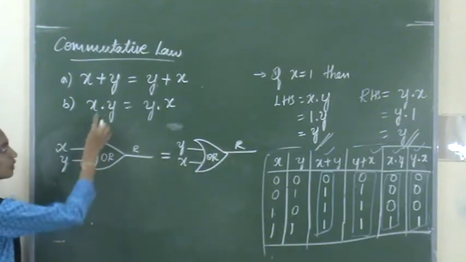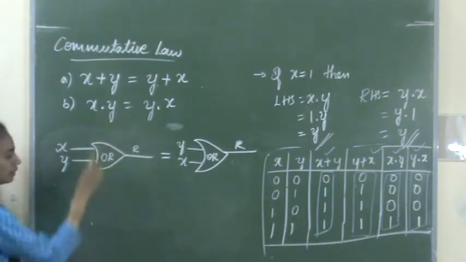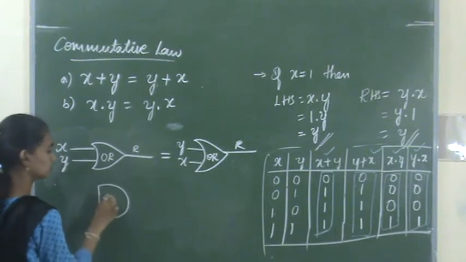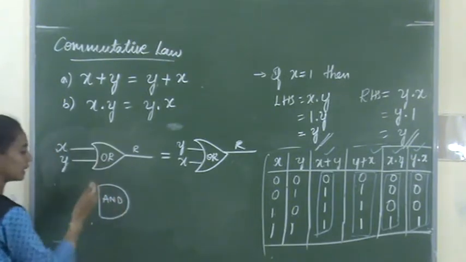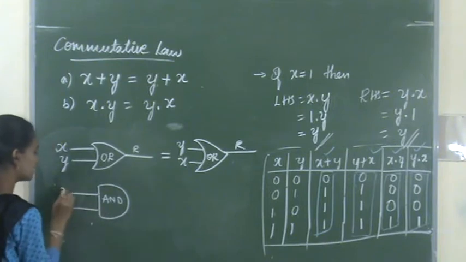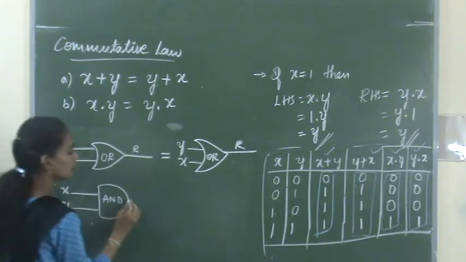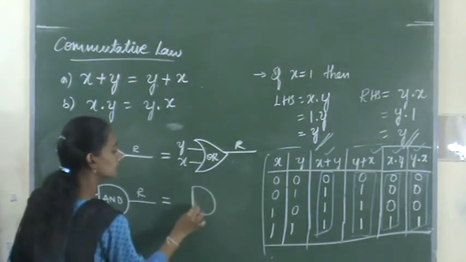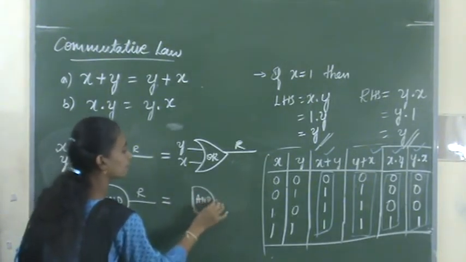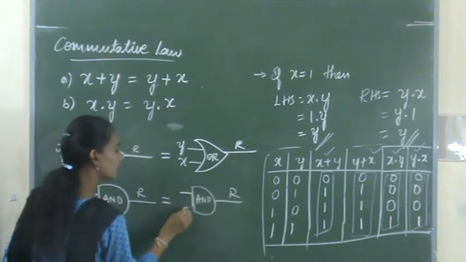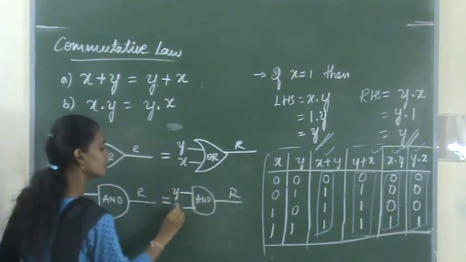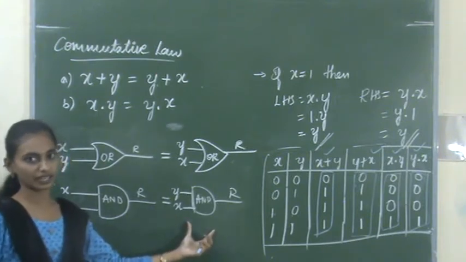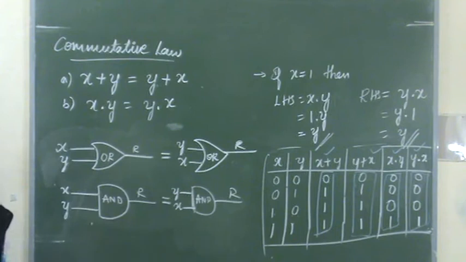For this also we are using the AND operator, right? So write AND. Here we are providing two inputs. One is X, another one is Y. The result will be equal to another AND gate, where we are providing two inputs. One is Y, another one is X. So this will be equivalent to this AND gate. Okay. So this is about commutative law.